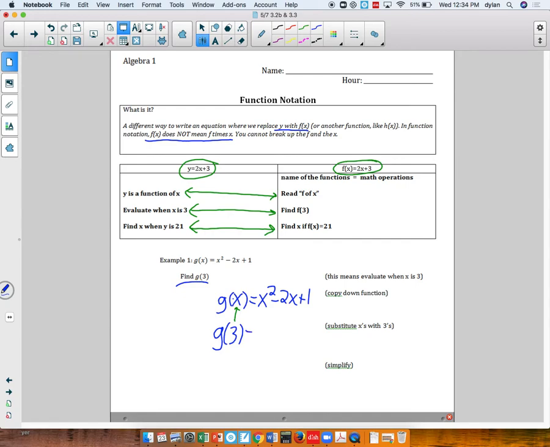G of 3 equals 3 squared, and I'm going to put the 3 in parentheses to avoid any mistakes. So 3 squared minus 2 times 3 plus 1. And then all I need to do after that is just simplify the function. So I have 9 minus 6 plus 1. In other words, g of 3 equals 4. And what that's telling me is that when I make x 3, the input of my function is 3, and the output of my function is 4.